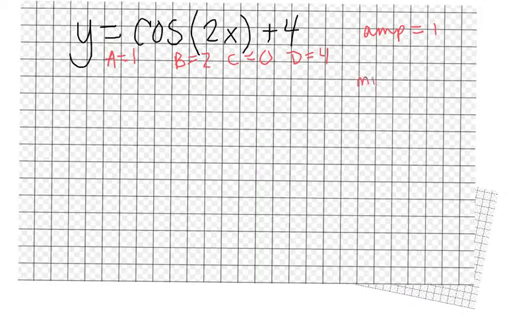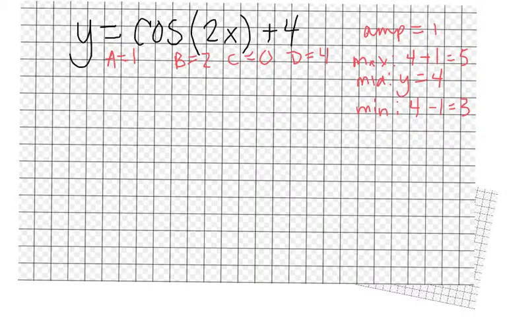Midline is what I want to consider next. So our midline is y equals d, so it's y equals 4. Our maximum says take your midline value and add the amplitude to it. That brings me to 5. My minimum says take the midline value and subtract the amplitude from it. That brings me to 3. So those are my 3 heights on my y-axis.